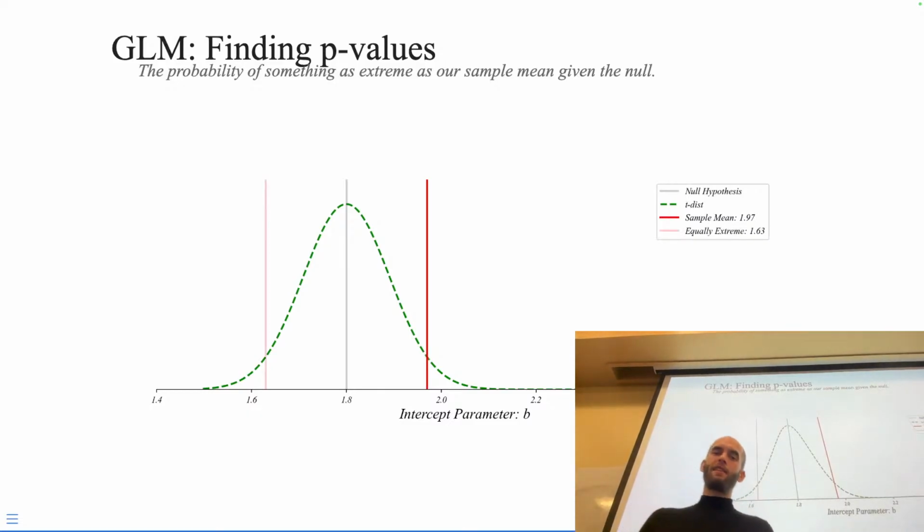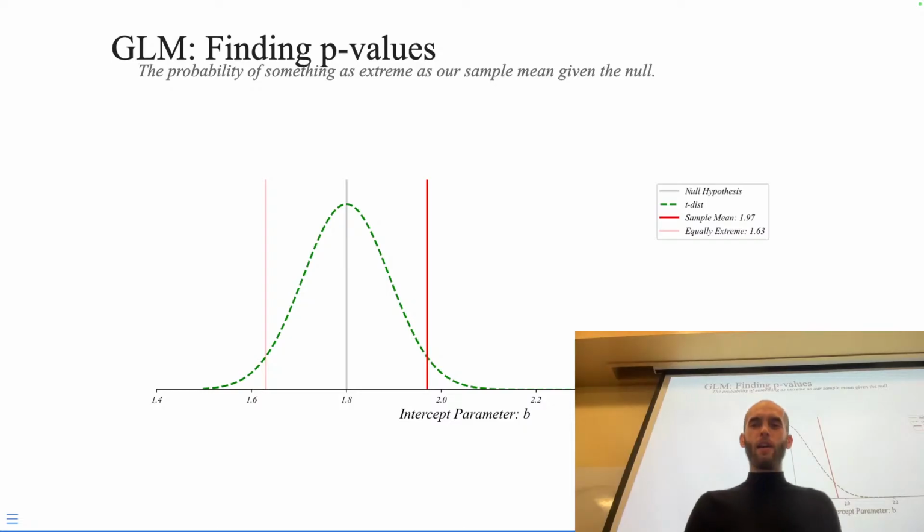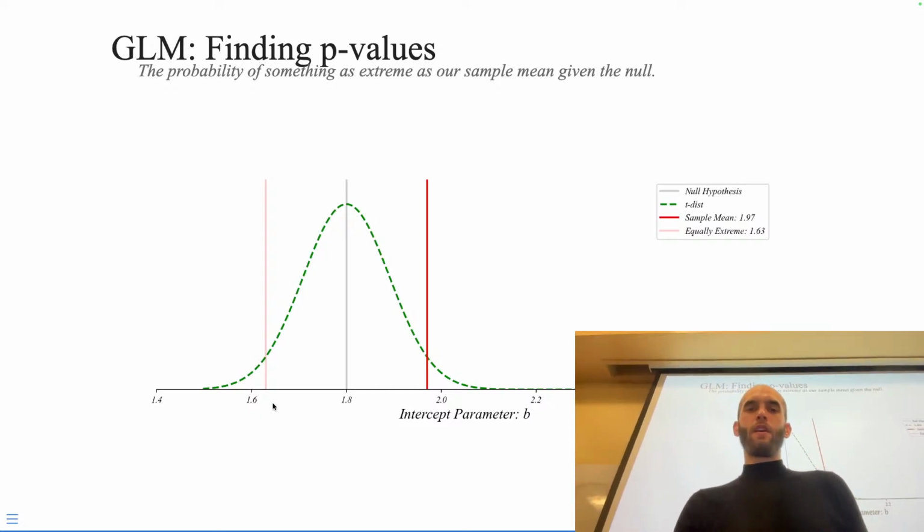So I'm going to plot our two tails. We have our sample mean, which is our red bar. We have our null hypothesis, which is the center of the t-distribution. And then all I need is something equally extreme as our sample mean, but on the other side of the null hypothesis. And remember, the horizontal axis here is not x bar. This is our model parameter, b.